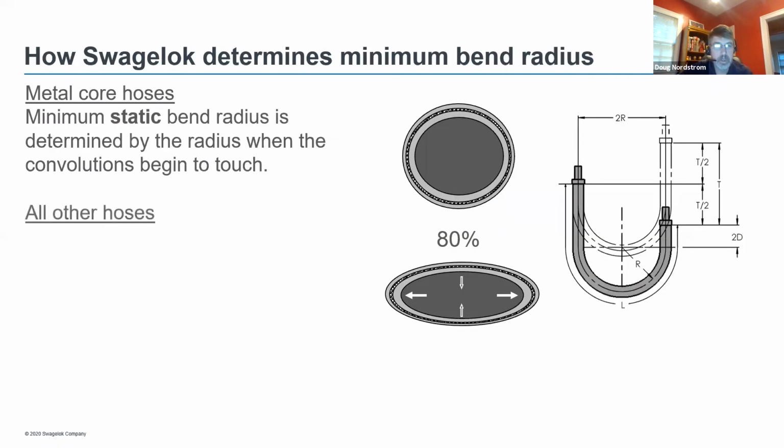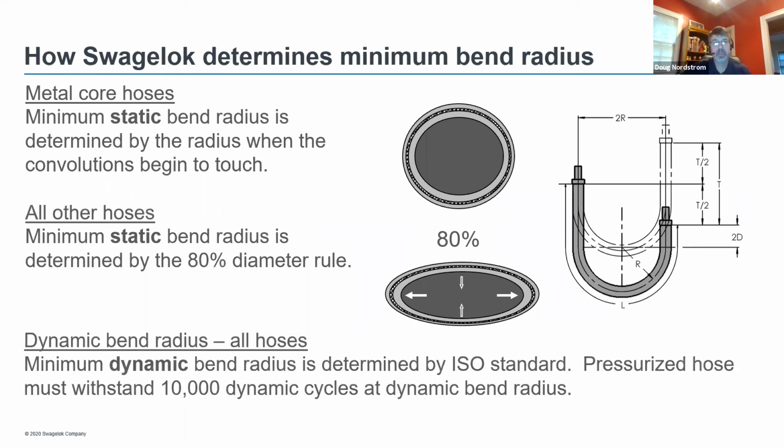I didn't realize I had a build on this slide. So how do we determine minimum bend radius? There are various ways to do this. On a metal core hose, which if you think back to the picture I showed at the beginning, has a convoluted core. As you bend the hose more and more, on the inner radius of that convolution, the convolution peaks will become closer and closer. When those peaks touch, we call that the minimum bend radius. We don't want those peaks to push into each other as you bend it further and further. So that's pretty straightforward on a metal core hose. That's how we determine that one.